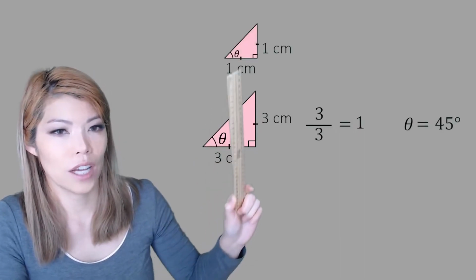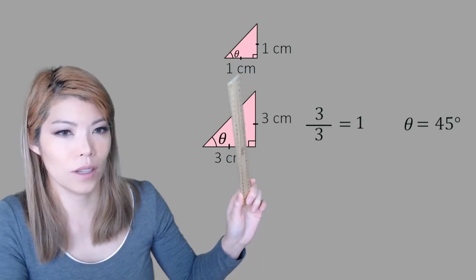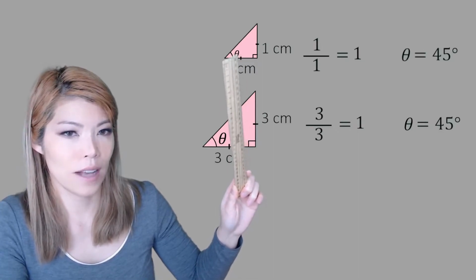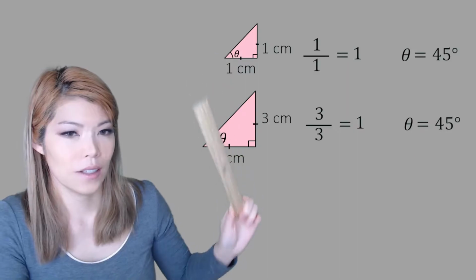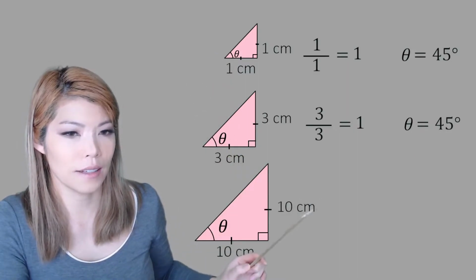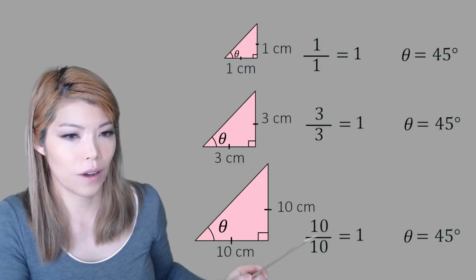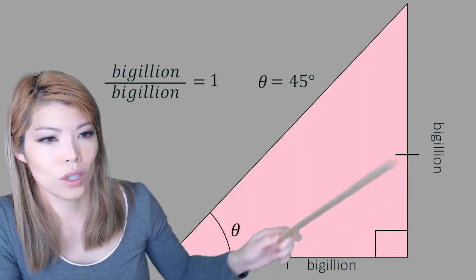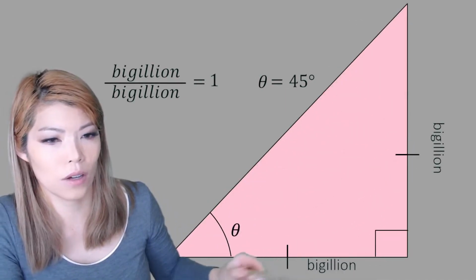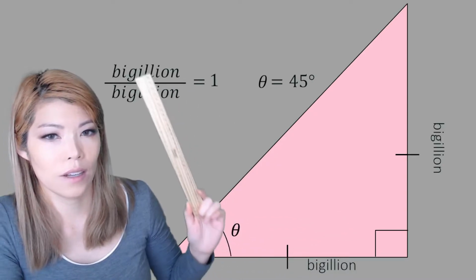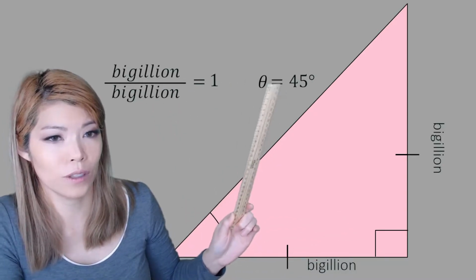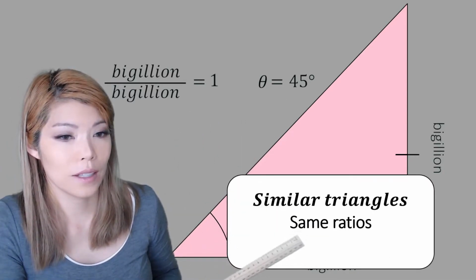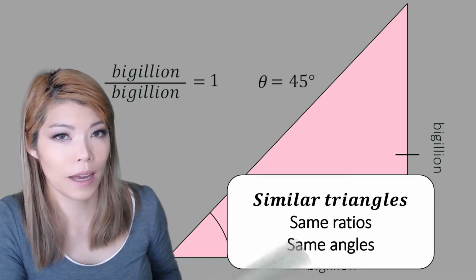Now what happens if we change the size of the triangle? If it's a smaller size, well, the ratio of the two sides is still the same, 1, and the angle hasn't changed, it's still 45 degrees. So even if we made it bigger, 10 and 10, the angle would still be 45 degrees and the ratio will still be 1. So even if it's huge and it's a bajillion centimeters long and a bajillion centimeters wide, then the ratio would still be 1 and the angle will still be 45 degrees. Now this should ring a bell from similar triangles because they have the same ratios and same angles.